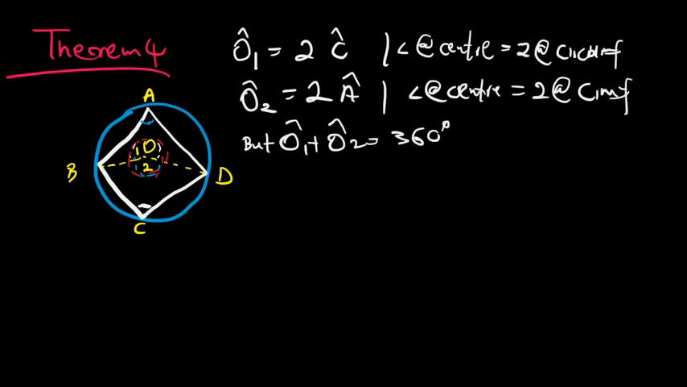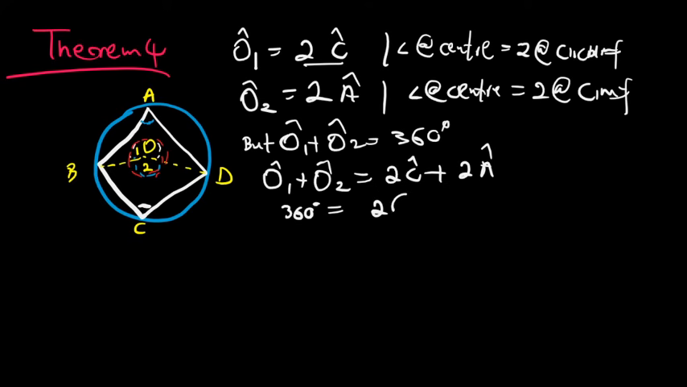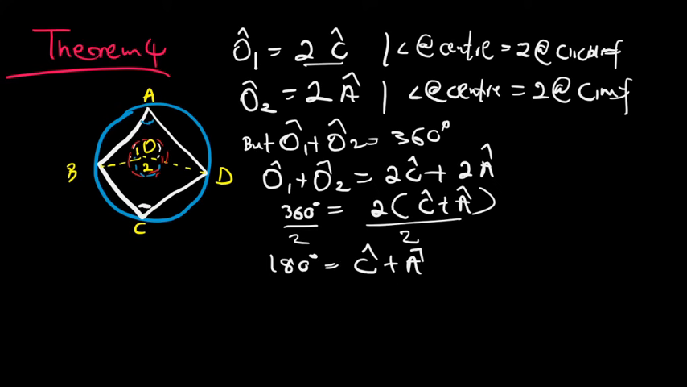So what you're going to do is you're going to say, okay, fine, angle O1 plus angle O2 is equal to... so what is O1? It's twice C, plus O2, it's twice A. But what did we say about O1 and O2? They equal 360 degrees, so the 2, you take it out, you have angle C plus angle A, and then divide by 2 both sides. We have 180 degrees is equal to angle C plus angle A. So meaning that the angle C plus the angle A added together will give you 180 degrees.